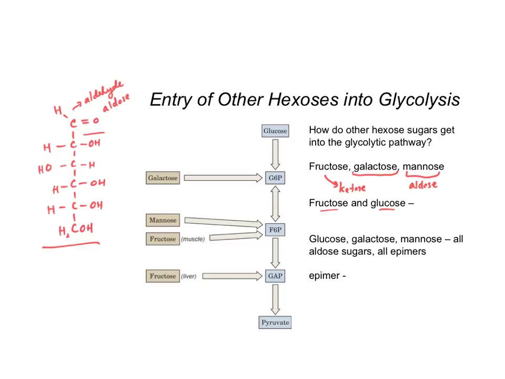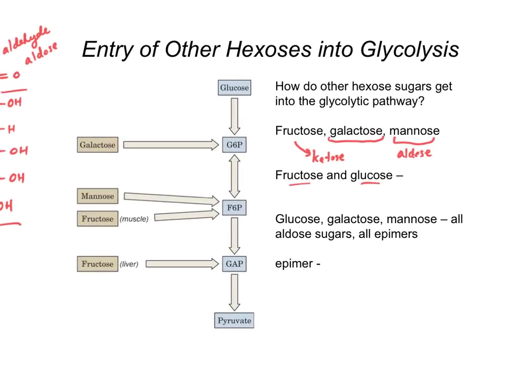Okay, so a ketone versus an aldehyde, if everything else is the same, what are they called? Can we go between a ketone and an aldehyde? Is there a way to get between one versus the other? What is that reaction called? Going between a ketone and an aldehyde. It's a tautomerization reaction, right? So fructose and glucose are both tautomers of one another.